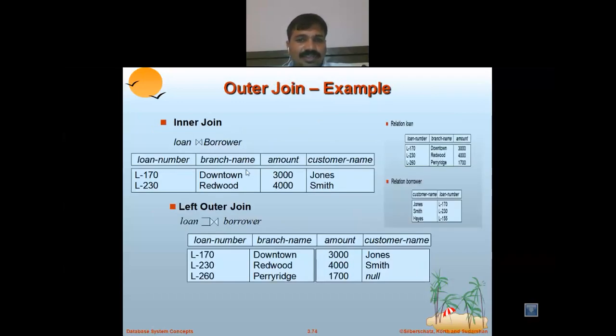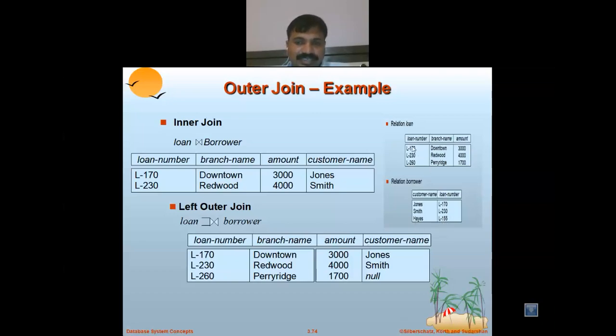Another example for this, where we can use the left outer join. Left outer join is nothing but all the records from the left table, including those which are not matched with the right table's records. So in this case, the table has three records, with loan numbers 170, 230 and 260. So in this case, what record is displaying? All the records from the left side table, which also match with the right side table, and the ones which do not match are not displayed.